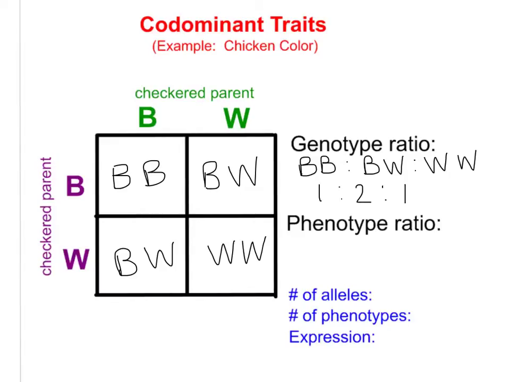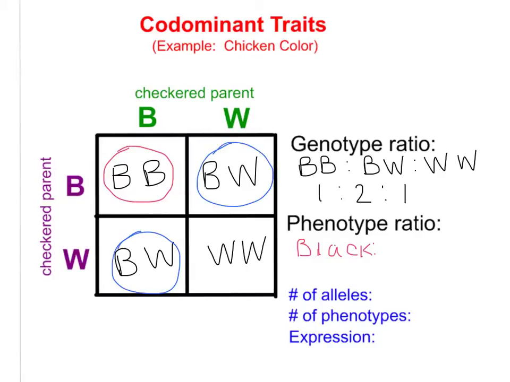The chicken that is BB, what phenotype is that? Well, it will be a black chicken. It only has black alleles. So we have black, and then we also have a B and a W. What is that chicken going to look like?